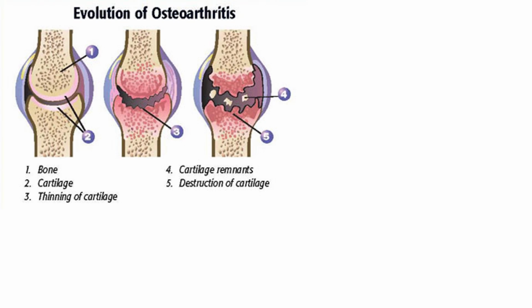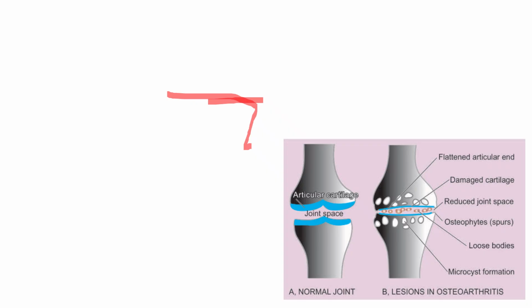So these illustrations are showing the summary of the morphological changes that are due to osteoarthritis. The articular ends become flattened due to cartilage damage. The joint space becomes reduced. Frequent presence of osteophytes or bony spicules or bony spurs, presence of loose bodies which may result in crepitus, and then the microcyst formation, and there is also subchondral bone cyst.